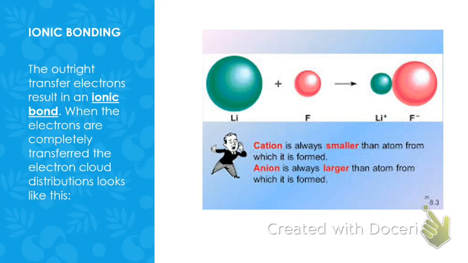Ionic bonding, of course, is the outright transfer of the electrons, giving and taking. When the electrons are completely transferred, the electron cloud distribution looks like this. They're separate. They're not connected. And notice what happened to lithium. The lithium atom went to the cation; it got smaller. And what happened to fluorine? It got bigger. Okay. So if we were to draw that in a particulate diagram, make sure you draw the cations smaller than the anions.